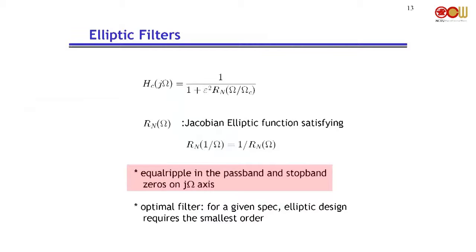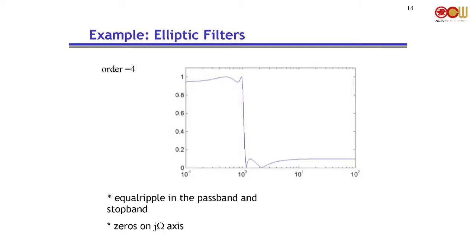It's equal ripple in the passband and stopband, and it's actually an optimal filter for a given specification. Elliptic design requires the smallest order. Okay. And here is an elliptic filter. Well, it has some ripple in the passband and ripple in the stopband, and it's equal ripple.